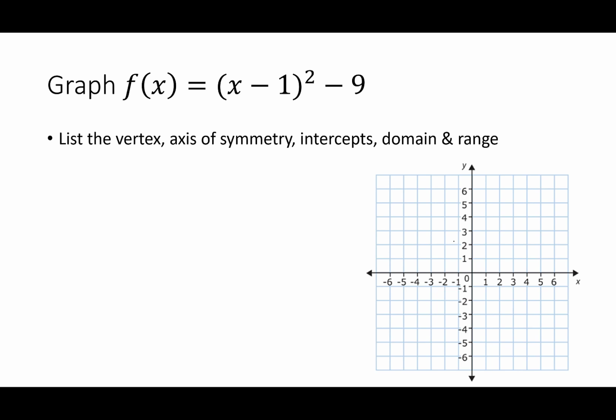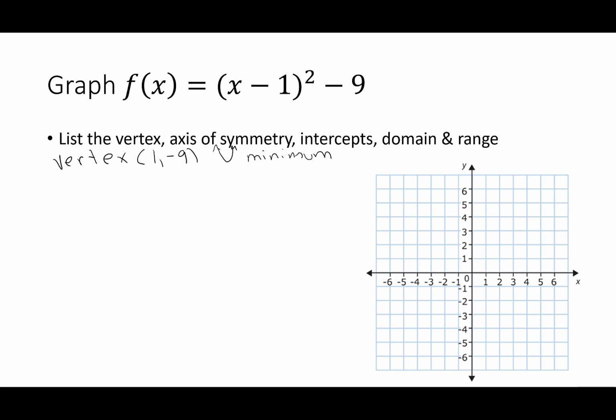So let's try. f of x is x minus 1 squared minus 9. So I'm going to start asking for a lot of things: the vertex, axis of symmetry, intercepts, domain, and range. A couple of these things will be really easy, like the vertex. I can see the vertex is at (1, negative 9). Let's go ahead and also add in there that this is opening up, so I know this is a minimum.